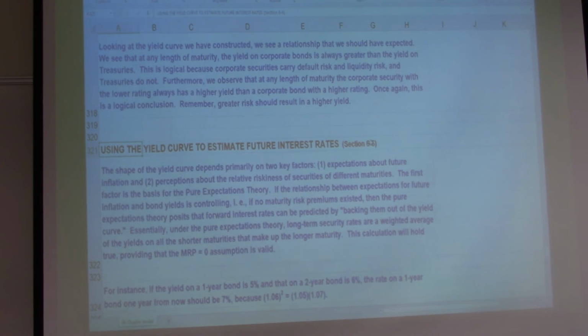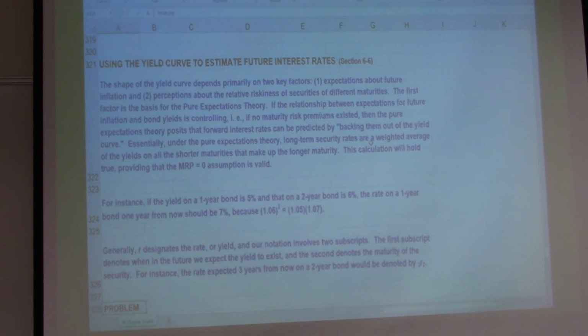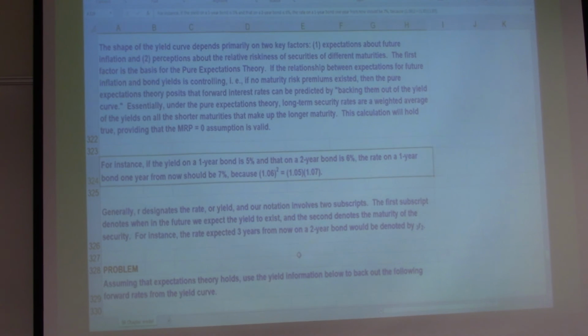But this is exactly based on expectation theory. 5% of increase, another X percent of increase, which is unknown, should equal 6% increase for 2 years. Should be the same. Now you work out the math, or the approximate method is using this approach. So we can use this way to figure out the future interest rate. This is called expectation theory. 7% here. So you see, this is how it is done.